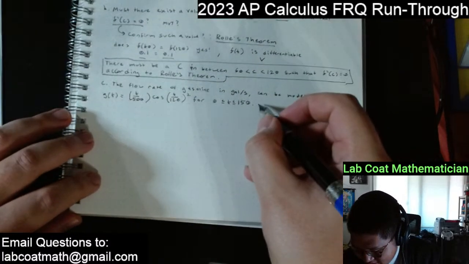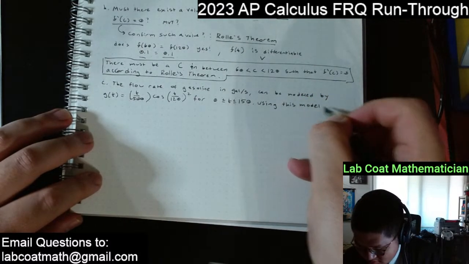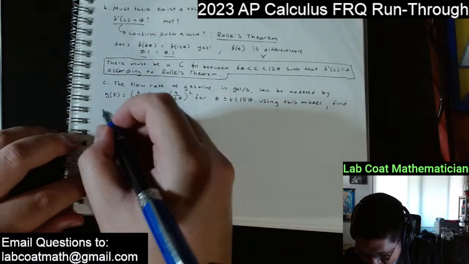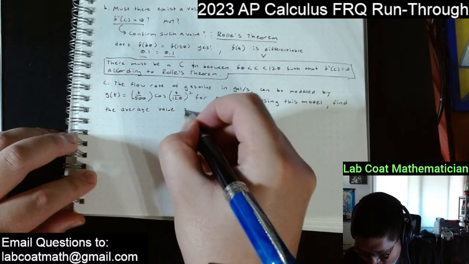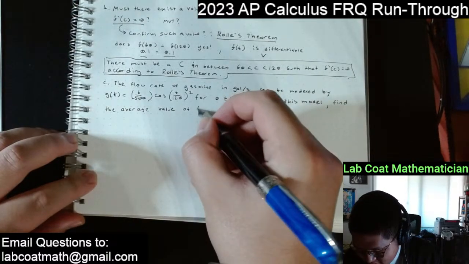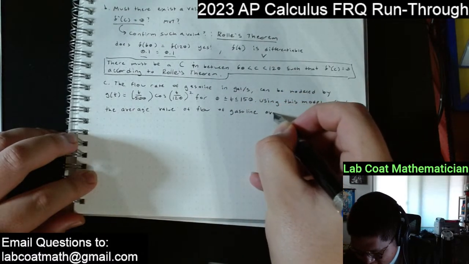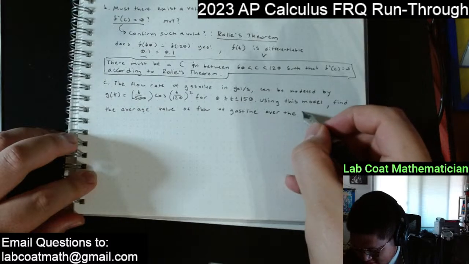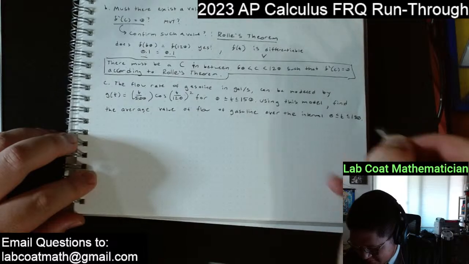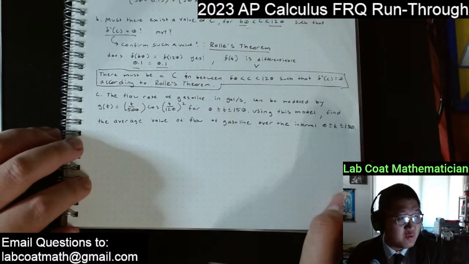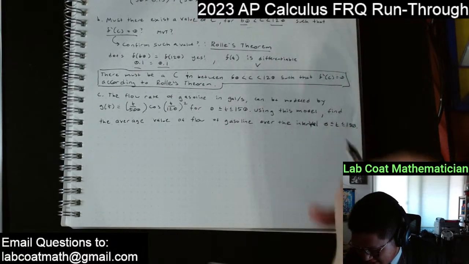Okay, so it says here that using this model, we want to find the average value of flow of gasoline over the interval from t equals 0 all the way to 150. Okay, good. Very straightforward. That's what they are looking to do over here: we want to find the actual average value of the function.